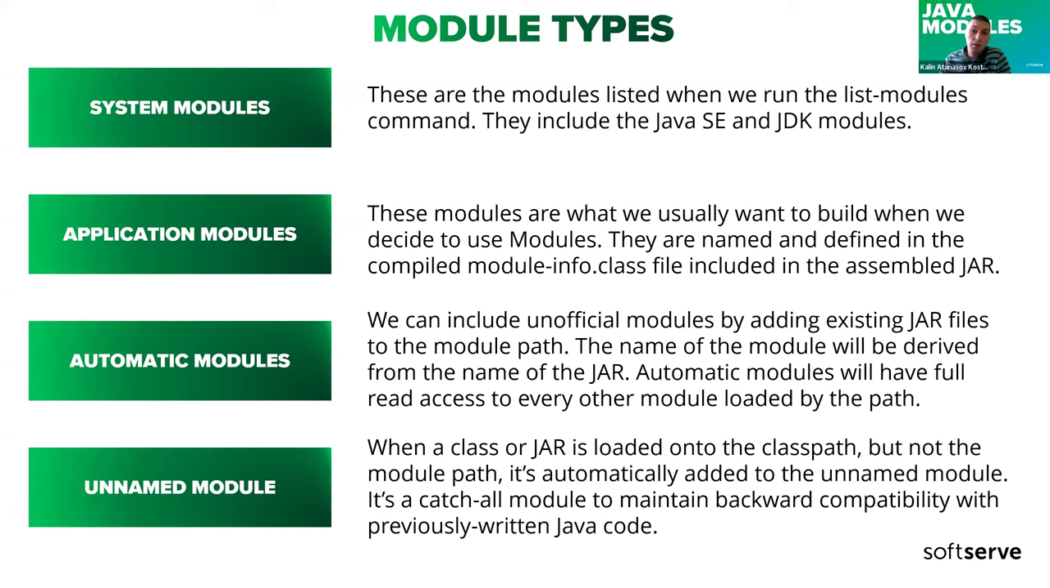And we also have the unnamed module. When a class or a jar is loaded into the class path, but not in the module path, it's automatically added to the unnamed module. This module basically catches everything to maintain backward compatibility with previously written source code.